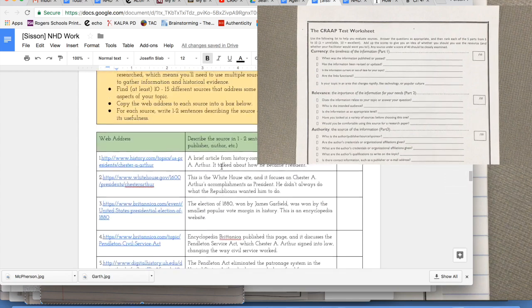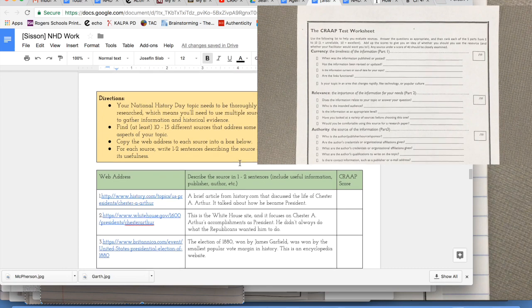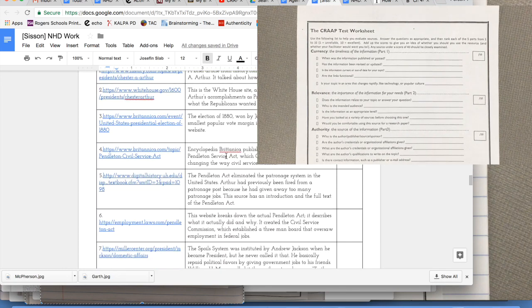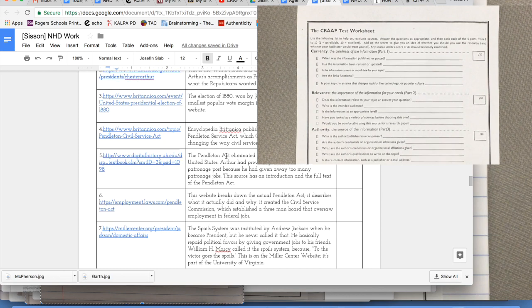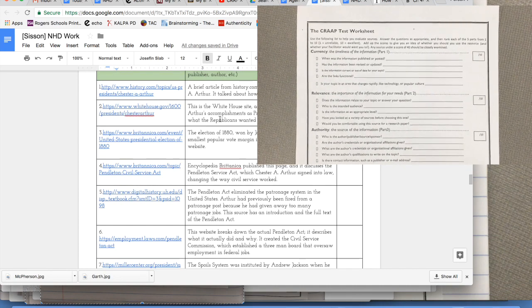So here's my annotated working bibliography, and yours should look something like this. Remember, I'm doing my project over Chester A. Arthur, and believe it or not, this project has started to really interest me as I've gotten going. And so we're going to take one of these sites and do the CRAAP test on it.